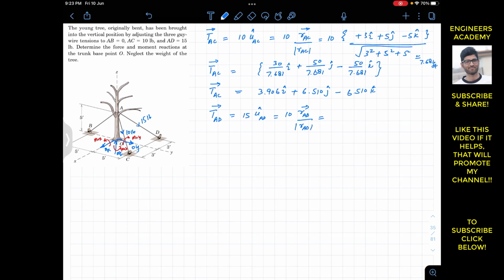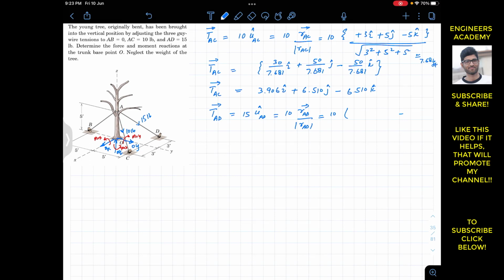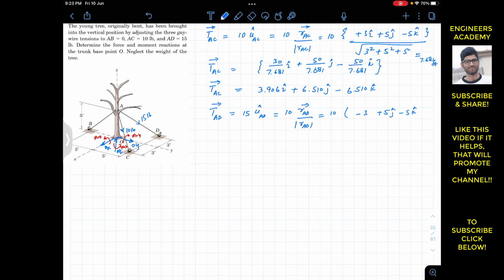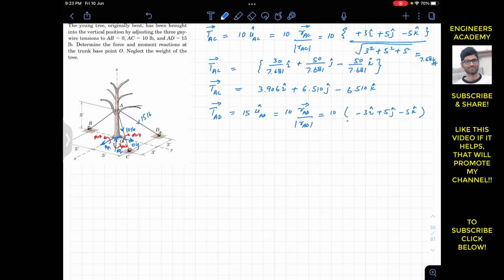And now to find the position vector from A to D, again we need to travel 5 feet in the negative K. So I will write minus 5K, and then from there we need to travel 5 feet in the positive Y, so plus 5J. And then from there, when we reach here, we need to travel 3 feet in the negative X direction. So I will write minus 3, that is minus 3I.